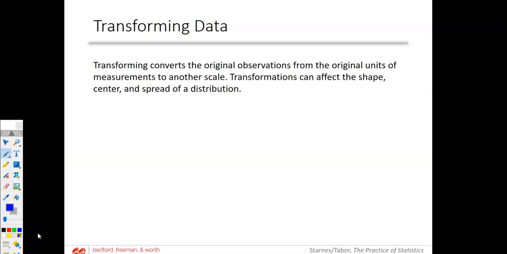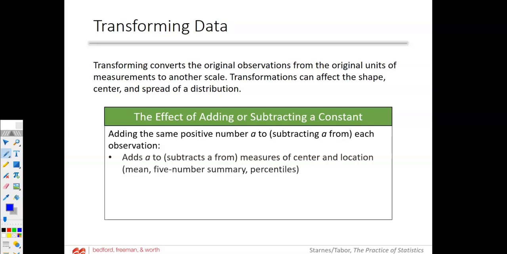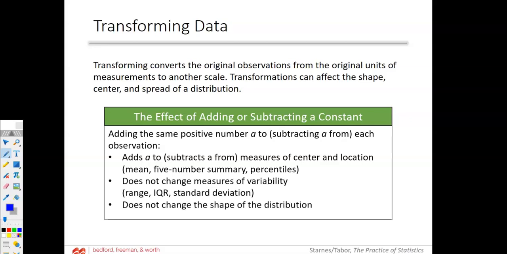Okay, so sometimes we take data and we convert it to another scale, doing some kind of thing. So it's going to affect the spread. In some of those cases, we're going to add or subtract a constant to every value. So that will transform the data. I would definitely write these three things in your notes.